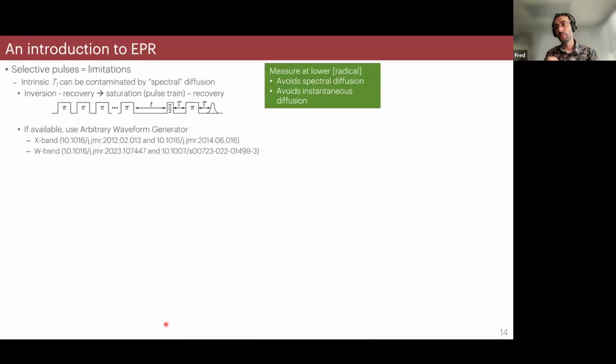You can also, with pulse EPR, measure relaxation times and measure the intrinsic T1, which is often contaminated by spectral diffusion. That's this crosstalk between excited and non-excited spins. And inversion recovery, in my opinion, tends to lead to harder to interpret curves. I prefer to use, for instance, a saturation recovery pulse sequence.